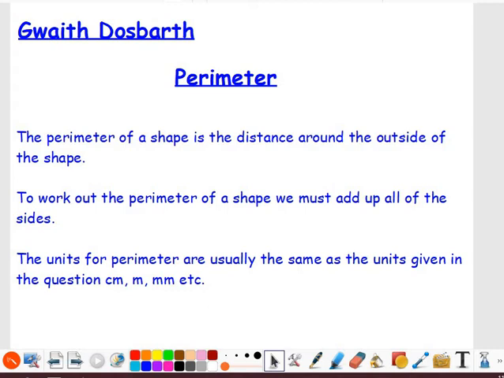So the perimeter of a shape is the distance around the outside of the shape. To work out the perimeter of a shape, we must add up all of the sides. The units for perimeter are usually the same as the units given in the question: centimetres, metres, millimetres, etc. The only time they will change is if it asks you to convert to a different unit, okay? But more often than not, you don't need to worry about that, and you can just look at the question to see which units are given and make sure you have that written down in your answer. So if you can copy these three sentences into your big books.